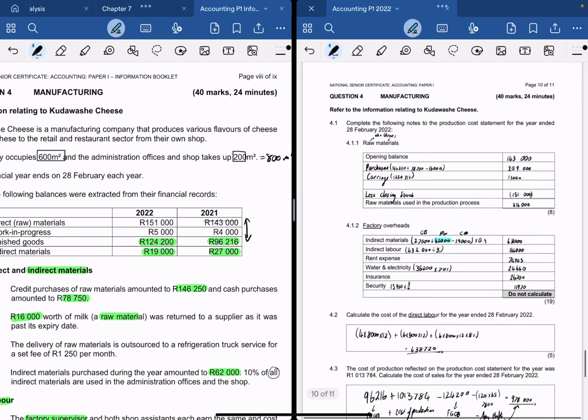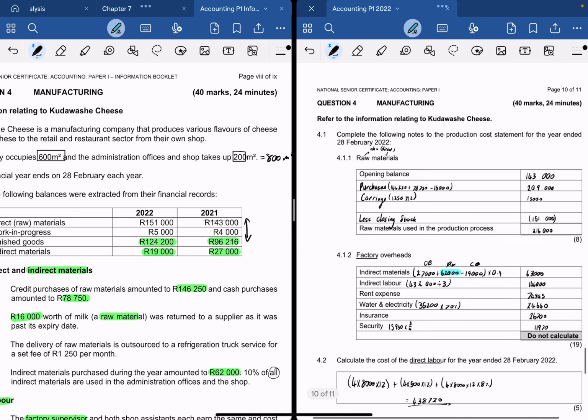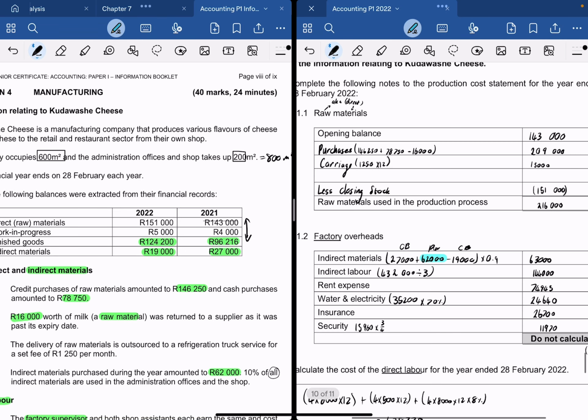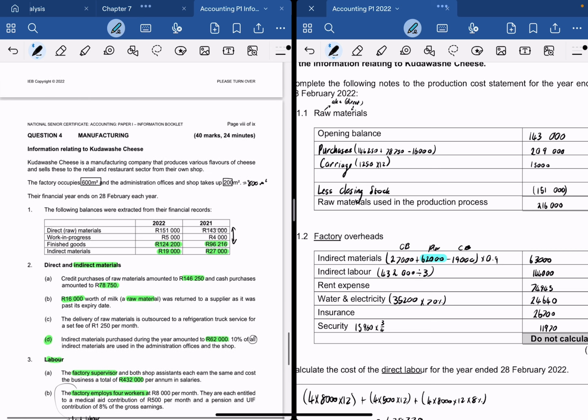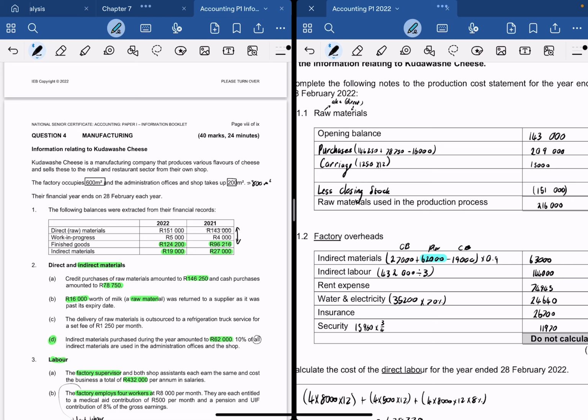Yeah, so as you can see, not a particularly complicated question. Factory overheads is maybe quite a challenging one, but I don't think anything you guys can't handle with a bit of practice. Hopefully my explanations make sense. Sorry if I spoke a bit fast, but hopefully you guys find use in me going through this question and just how I would approach it.